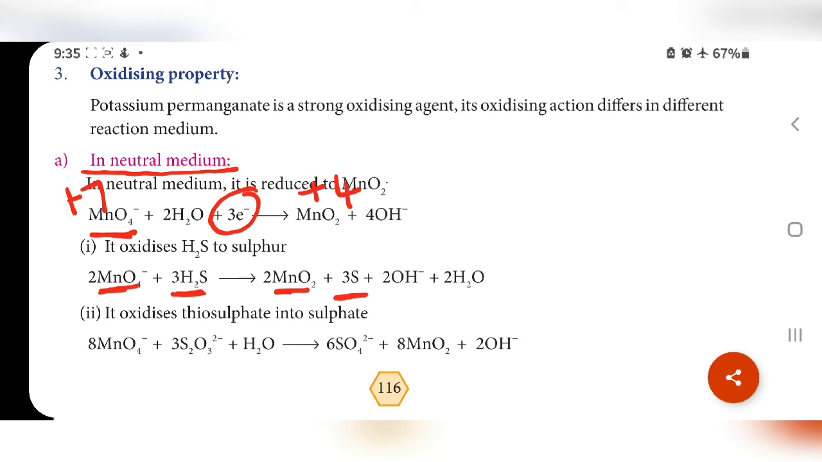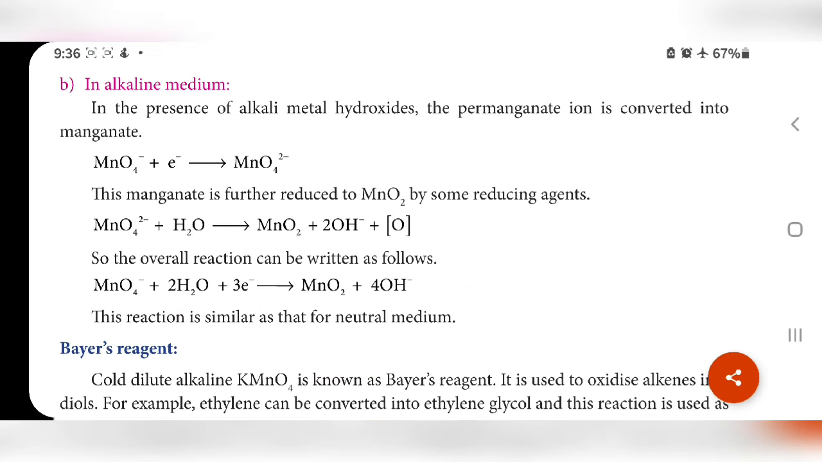See the third reaction, it oxidizes thiosulfate into sulfate. This is thiosulfate. Thiosulfate into sulfate, oxidation takes place. For this oxidation, who is responsible here? Permanganate ion only. So it acts as an oxidizing agent. So in neutral medium, over.